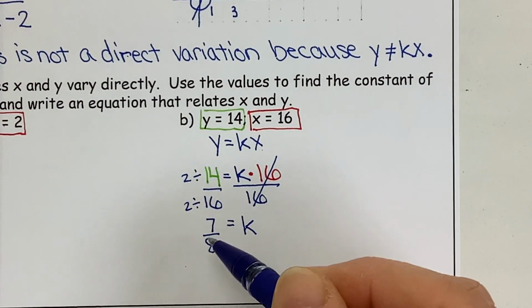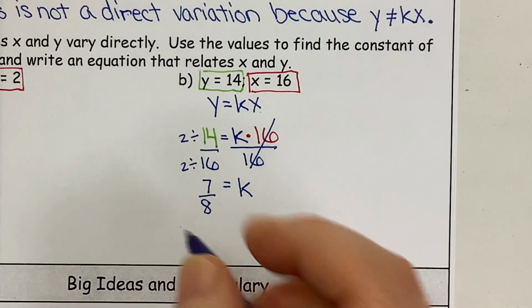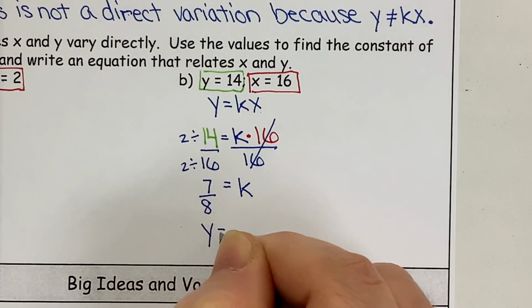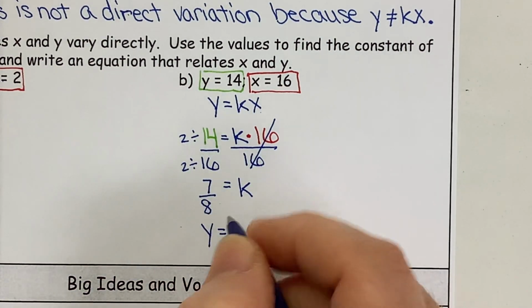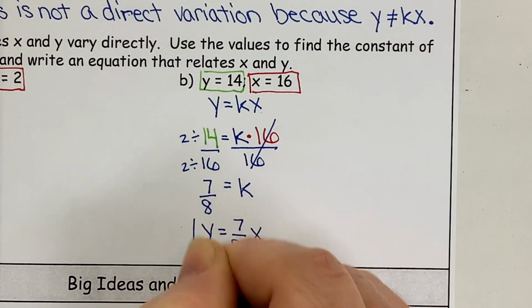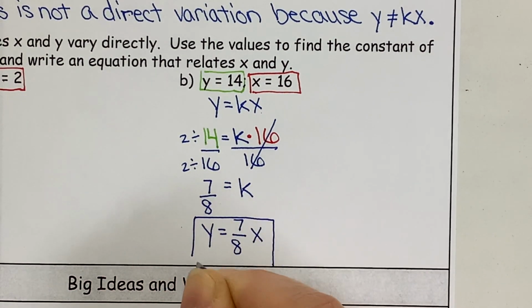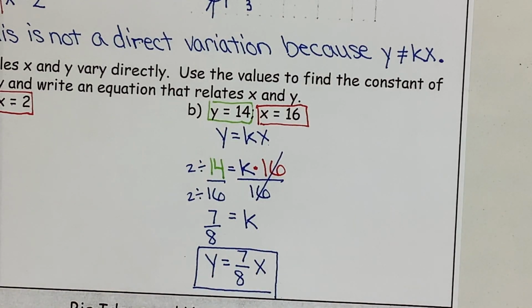We're going to leave this in fractional form. If you think back to our slope, we're going to leave it there. So y equals our new k value, which we found to be 7/8 x. And this is the equation for these points that vary directly. So this is direct variation with our constant of proportionality, k.